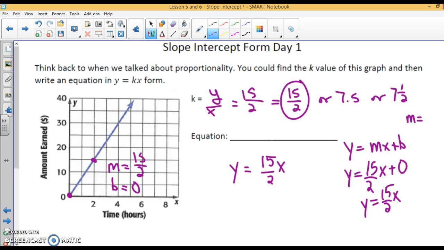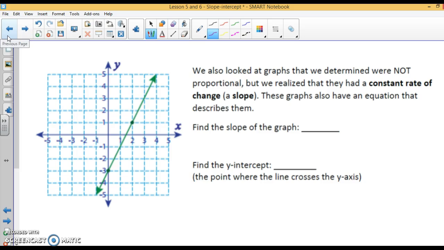Same exact equation. The only time you can use what we did earlier in the year, y equals kx, is when the line goes through the origin or is proportional. Every other time, you are going to use, at this point, y equals mx plus b. So, let's take a look at this. Here is a line. We want to find the equation of the line. Right now, the only equation you know is y equals mx plus b. So, to find the equation of the line, you need the slope and the y-intercept. So, let's go to this line.